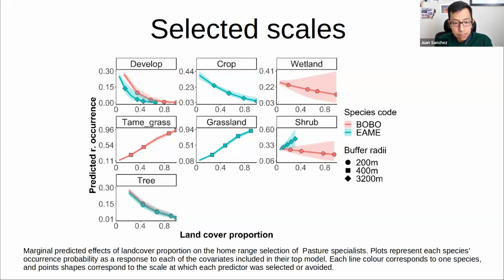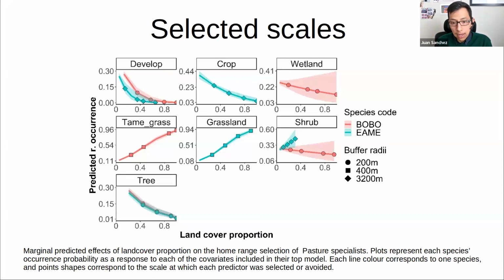So this could be associated with a particular behavior that these species have, that when they use grasslands, these grasslands are usually their preferred breeding land cover, and the selection for small scales would represent that preference for grasslands with a certain minimum size.